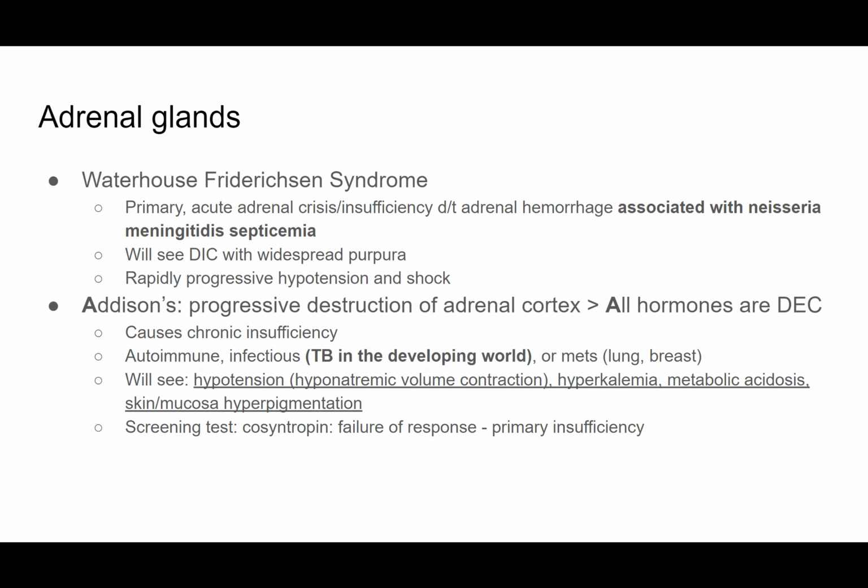So what are we going to see? This is how you can diagnose the patient, or they may ask you levels. So hypotension, hyponatremic volume contraction, hyperkalemia, metabolic acidosis. And then hyperpigmentation is the big thing when you're talking about adrenal causes, because you're getting increased POMC, which breaks down into one of the products, melanin or a melanin precursor, whichever one it is.